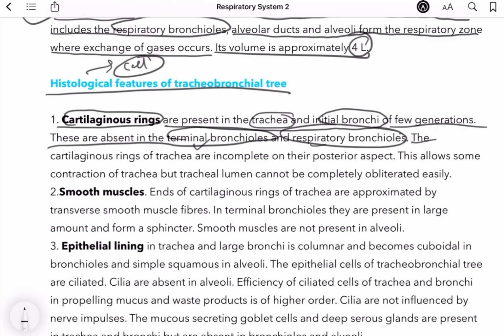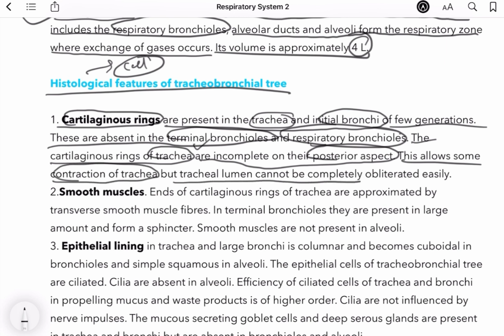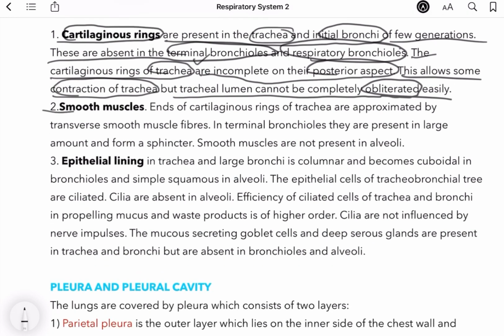Remember, okay? The cartilaginous rings of the trachea are incomplete on their posterior aspect. So in the posterior aspect, they are incomplete. They are not completely formed. This allows some contraction of the trachea, but the tracheal lumen cannot be completely obliterated easily. Minor contraction of the trachea occurs due to the absence of the posterior aspect. Do remember this.